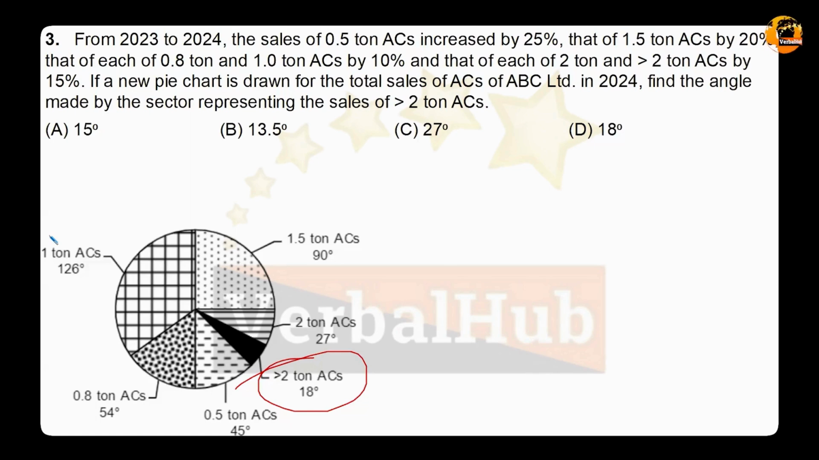Let's say that there are 5 divisions of a company: A, B, C, D, E. Let's say this division has a sales of 6 crores of rupees. This division has a sales of 5 crores. This has 4 crores. Let's say this has 3 crores. This has 2 crores. So how much does that add up to? 20 crores.